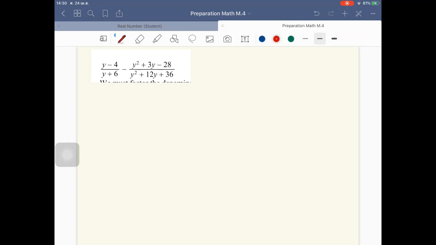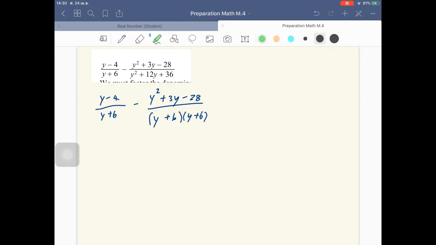Okay, here, the first step, you need to factor the term. Before doing anything, factor the term. Factor the denominator first to see the pattern. This one is y plus 6 and y plus 6.